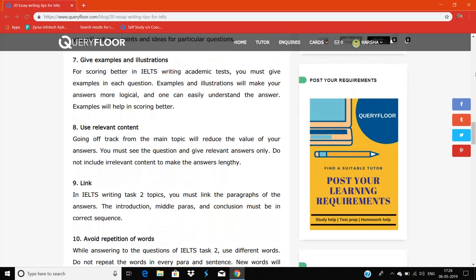Give examples and illustrations. For scoring better in IELTS academic writing tests, you must give examples in each question. Examples and illustrations will make your answer more logical and one can easily understand the answer. Examples will help in scoring better.